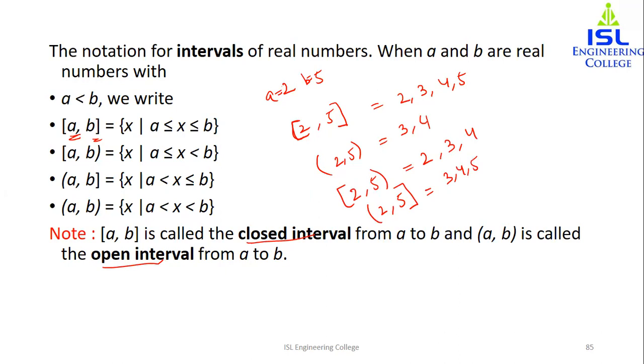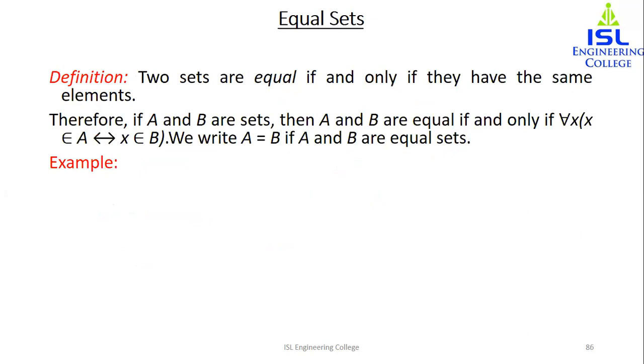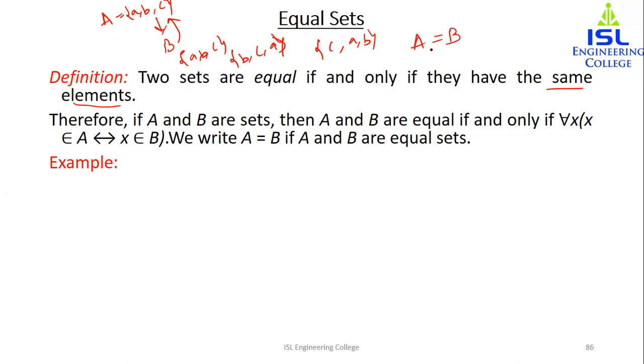Next, we'll study different types of sets. The first is equal sets. Two sets are said to be equal if and only if they have the same elements. If set A has A, B, C, set B should also have the same elements A, B, C. One more thing, since sets are unordered, B may have B, C, A, or C, A, B, anything. But if the elements are exactly the same, then the sets are equal, that is A is equal to B.